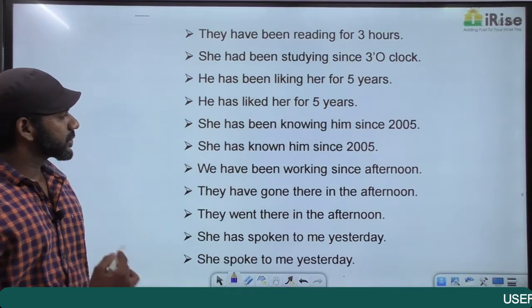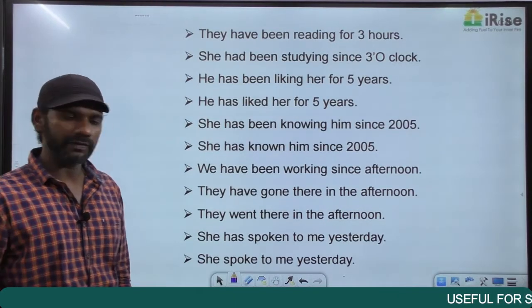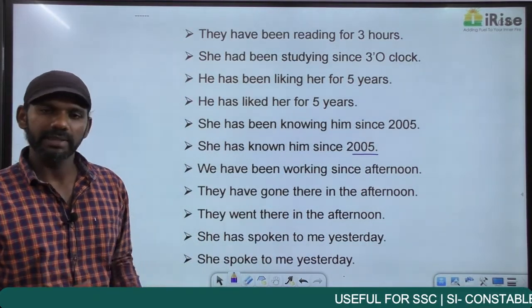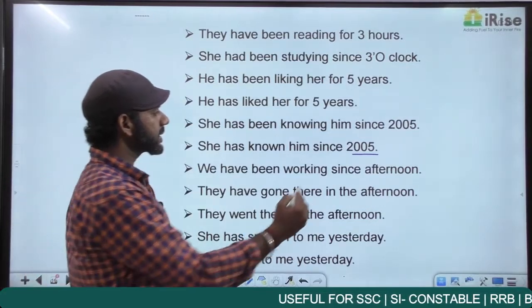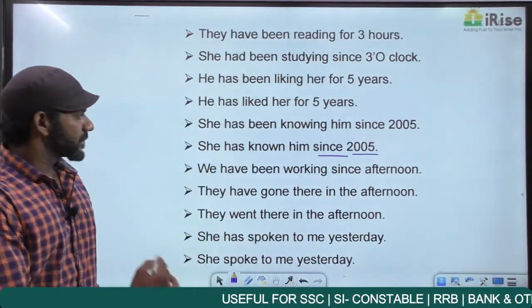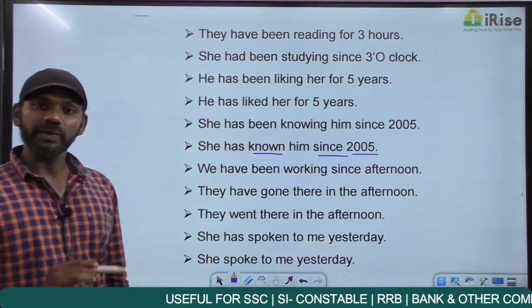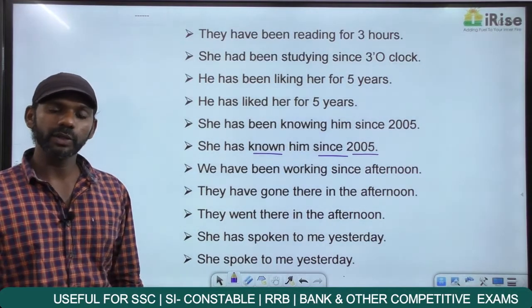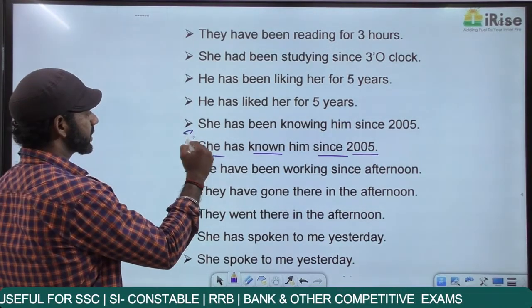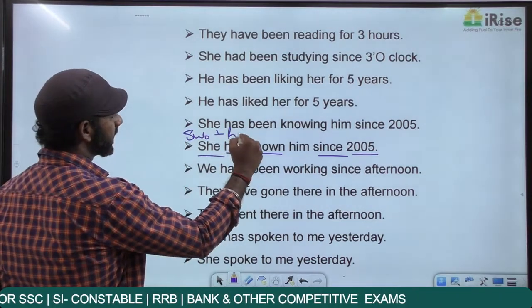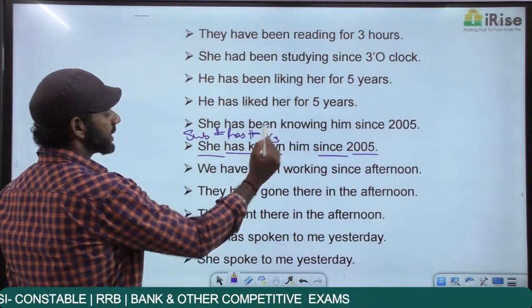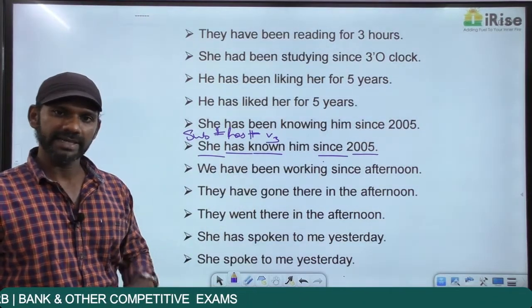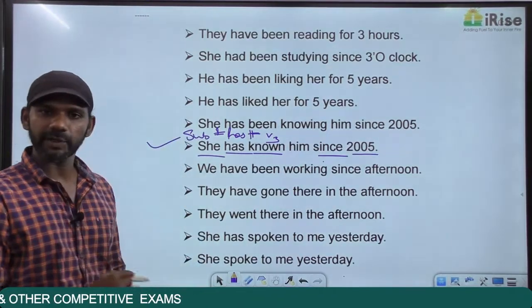Come to the next sentence. She has known him since 2005. 2005 is not a period of time, it's not a duration. 2005 is a point of time, so "since 2005" is a correct usage. She has known him. Known is V3. Know is V1, knew is V2, known is V3. The subject here is she, plus has, plus known, which is V3. Subject plus has plus V3 is present perfect. Can since appear in present perfect? Yes, so this statement is grammatically correct.